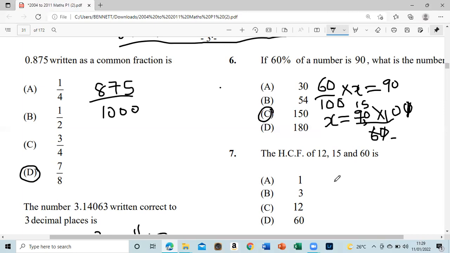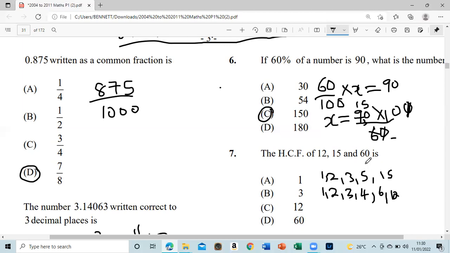All right, the highest common factor of 12, 15, and 60 is, first, we list all the factors. So the factors of 15 are 1, 3, 5, and 15, right? And same thing for 12: 1, 2, 3, 4, 6, and 12, right?